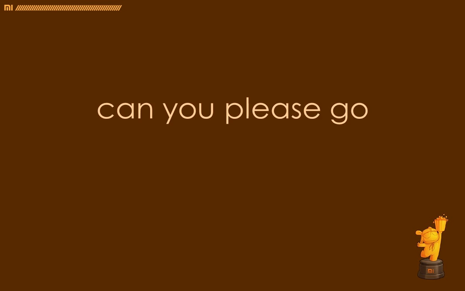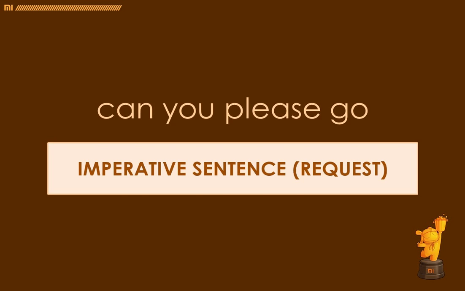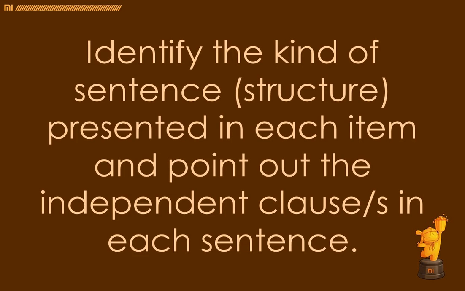Number 5. Can you please go? Since it started with a polite expression, this is a request. Number 5 is an imperative sentence. For the second part, you have to identify the kind of sentence according to structure presented in each item and point out the independent clause or clauses in each sentence.